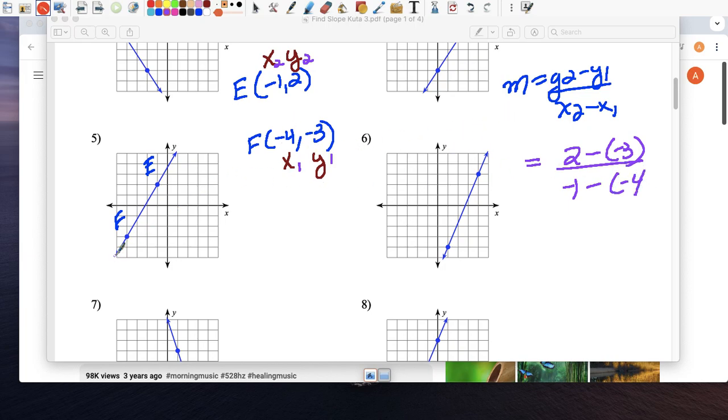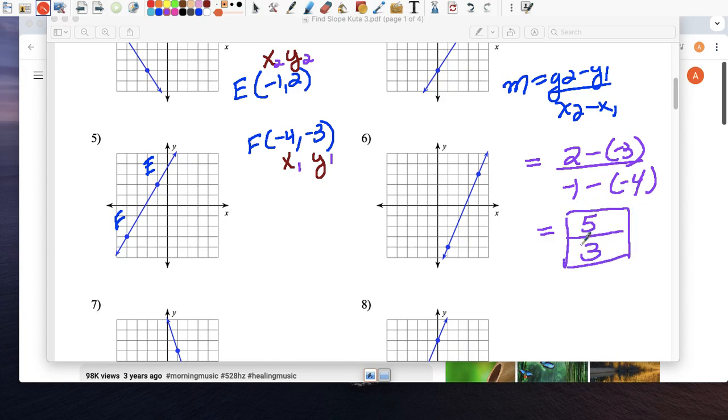If you look at the graph, the slope is going up from left to right, so it's increasing. Therefore, my answer is going to be positive, so whatever we do here must be positive. 2 minus negative 3 is 5, and negative 1 minus negative 4 is 3. So the slope of this line is 5 over 3.